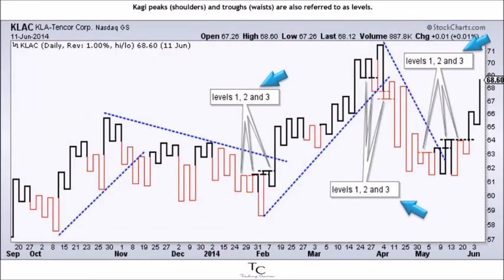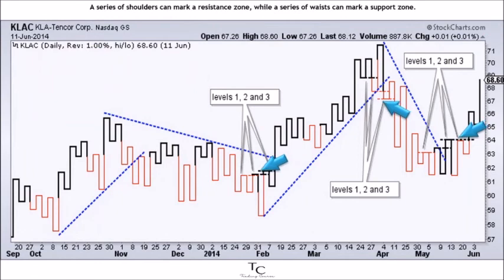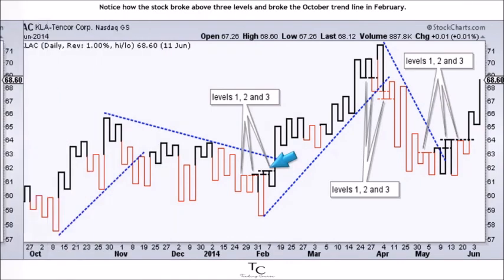Kagi peaks, shoulders, and troughs, waists, are also referred to as levels. A series of shoulders can mark a resistance zone, while a series of waists can mark a support zone. Chartists can look for a break of 2 or more levels to trigger a trend change. The chart on the screen shows a few trend line breaks and some multi-level breaks.